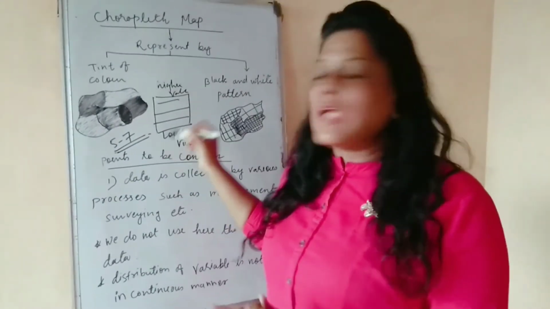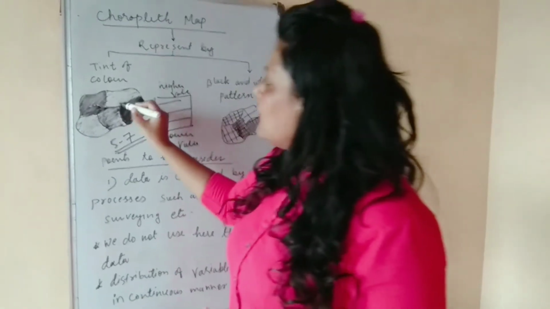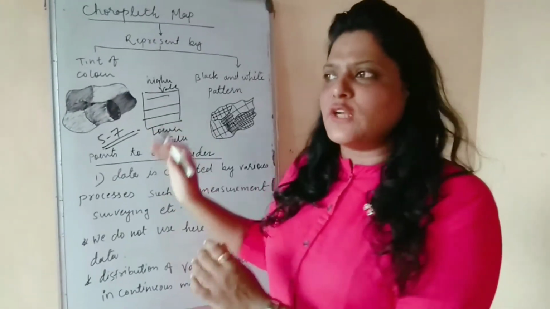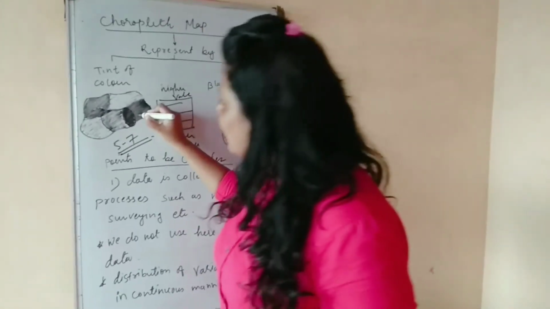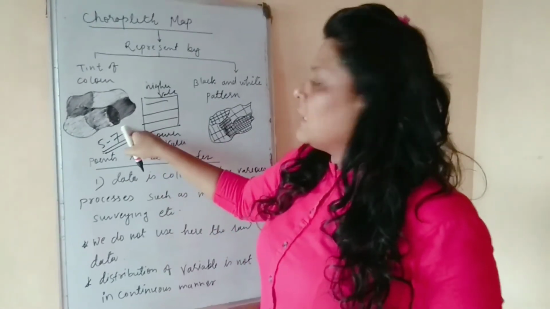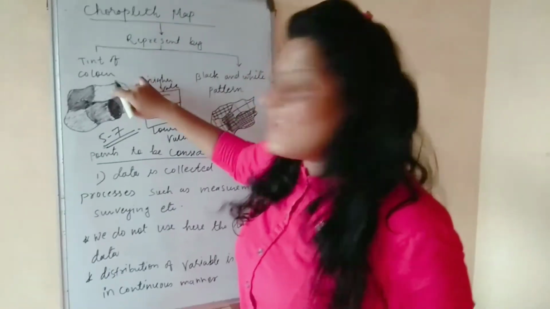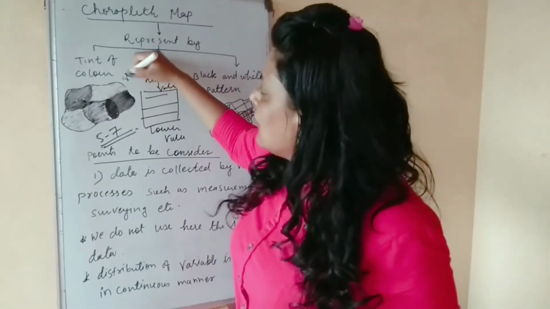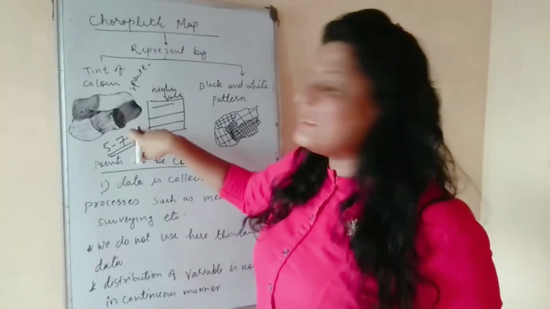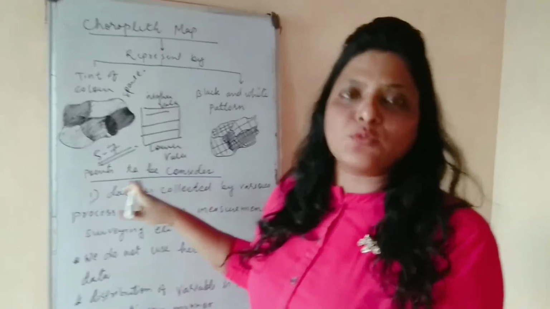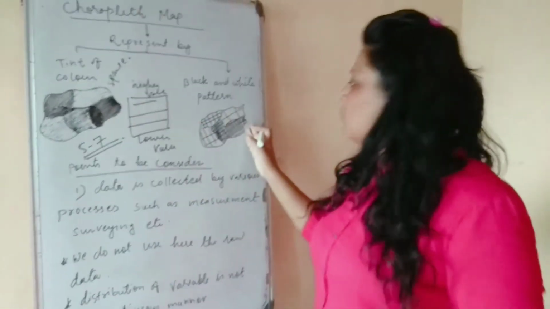Why is this so? Actually, with the shades of the same color, I try to show the different density of the distribution. For example, here it is very dark. It means the distribution of the variable is very dense here. Similarly, here it is very faint. It means it is sparse distribution. In this way, if we show the distribution of variables, this is called a tint of color.